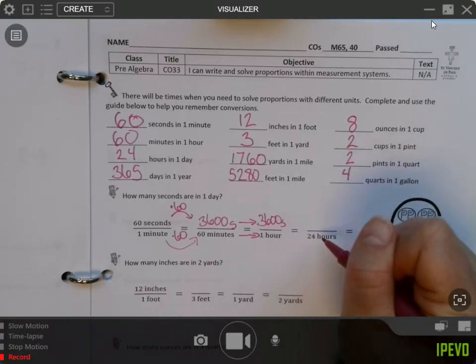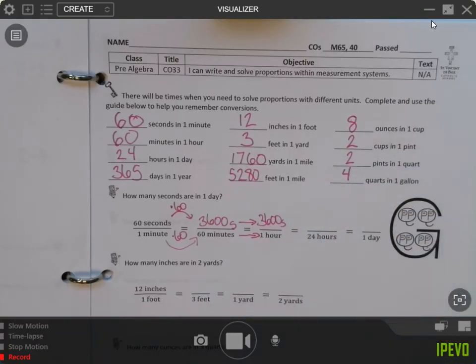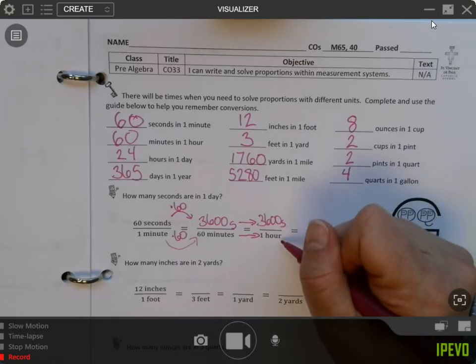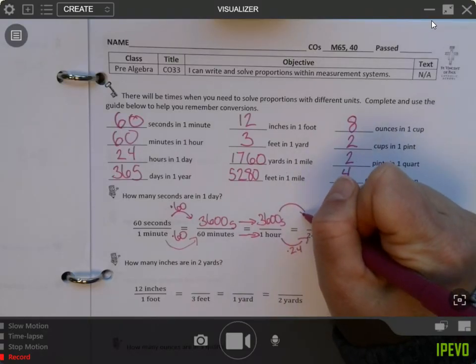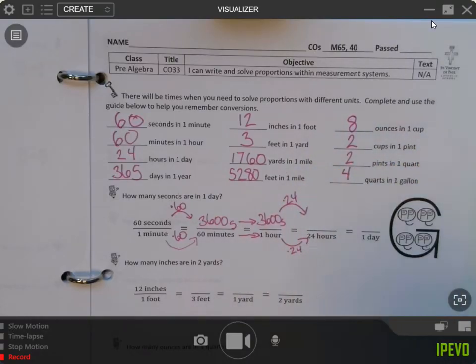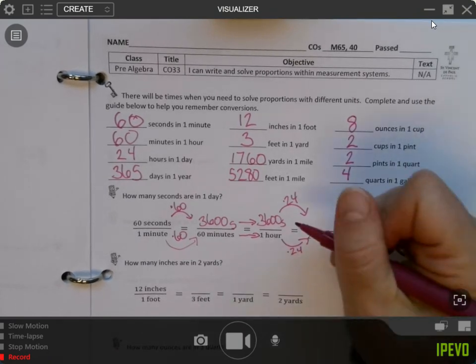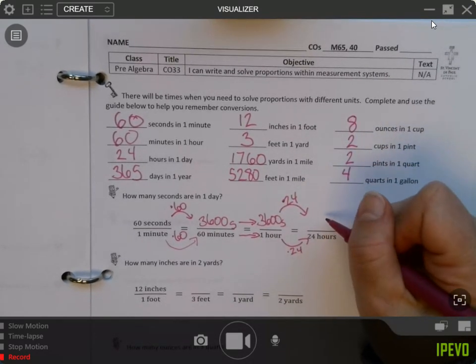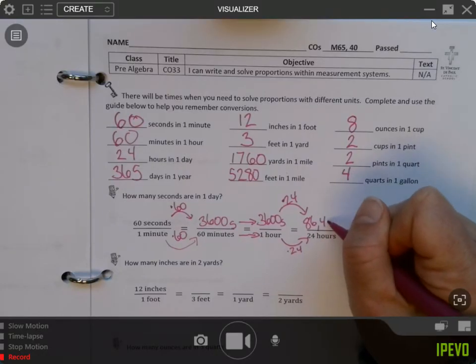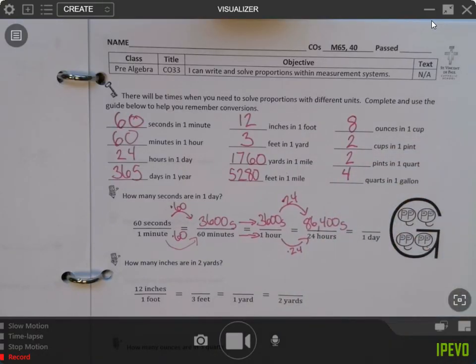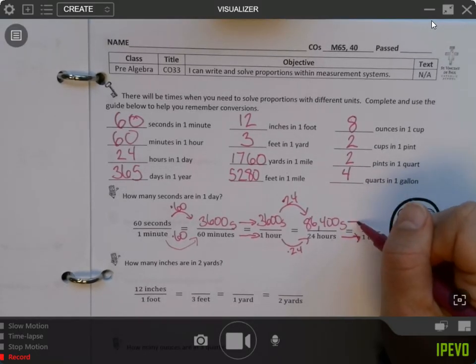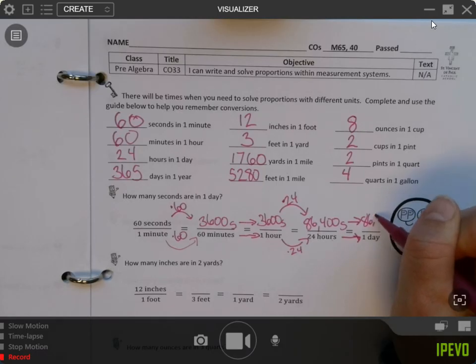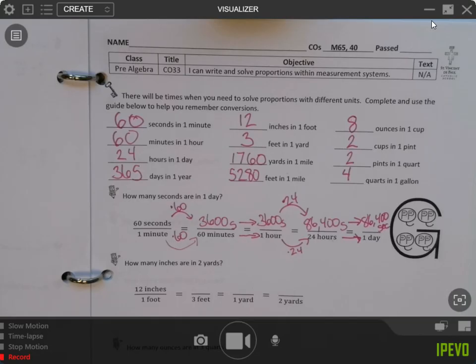Now to go from 1 hour to 24 hours, because there's 24 hours in a day, we're going to multiply that by 24. So we have to multiply up above by 24. 3,600 times 24 gives us 86,400 seconds. 24 hours is 1 day, so that's a straight across. So there's 86,400 seconds in 1 day.